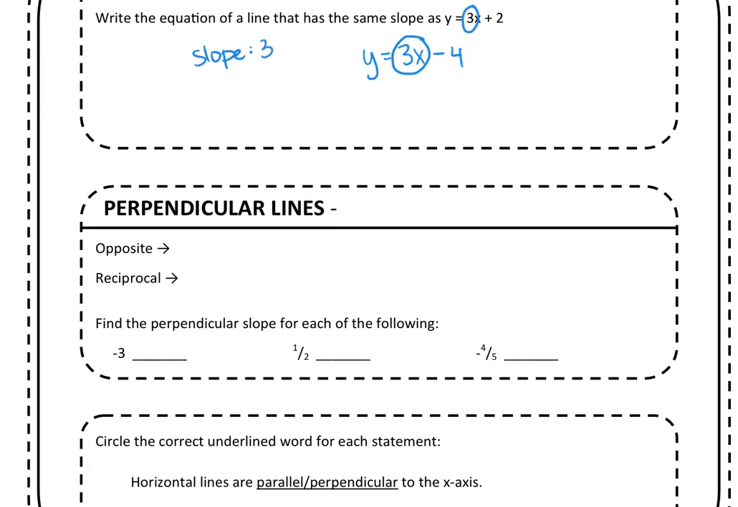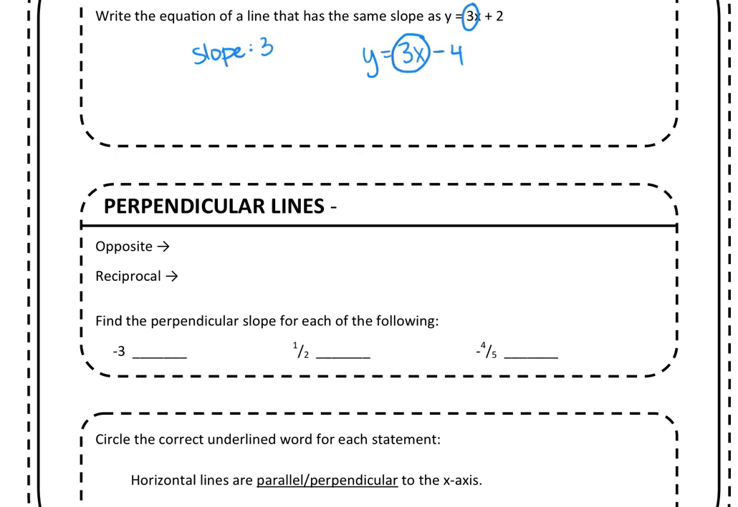All right, second part, perpendicular lines. This one's a little bit different. It does not have the same slope. Your slopes are going to be opposite reciprocals. Now, I know those two are big words, so we're going to go over them a little bit more. Opposite means that their signs are different. So that means one of them has to be positive and one of them has to be negative. It doesn't matter which one's which, you just have to have two different signs.